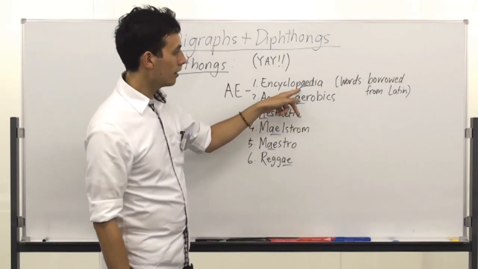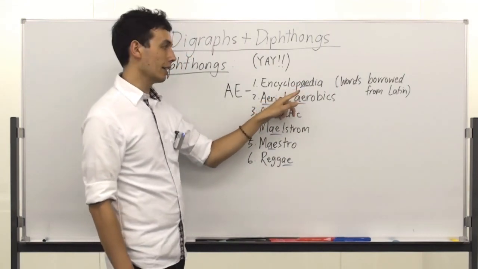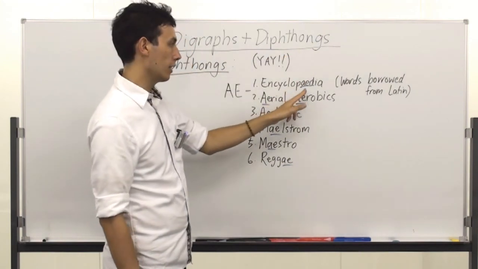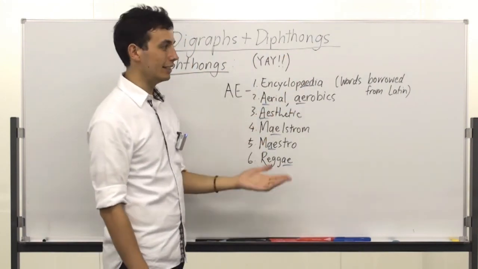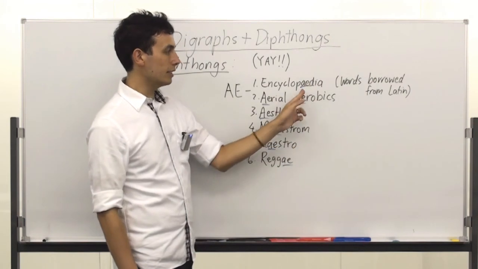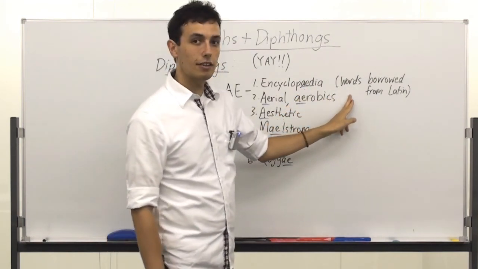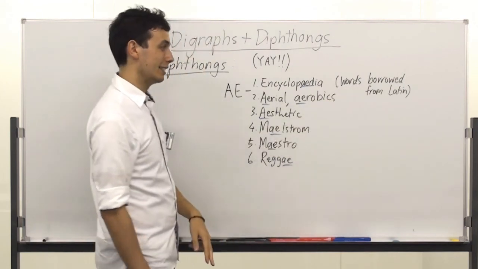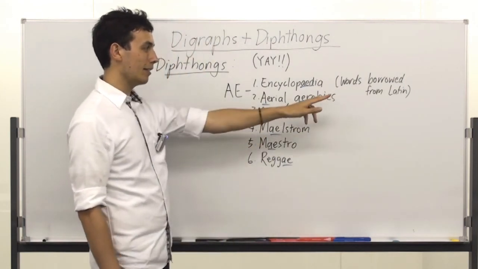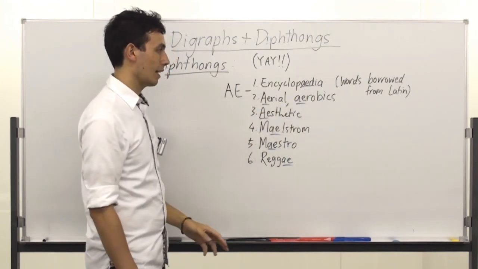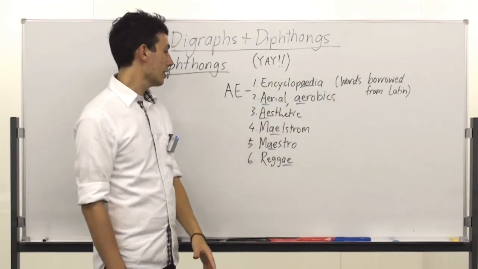Encyclopedia. Now, this is actually the British spelling. In the American spelling, there is no A. It's just encyclopedia. Much easier to understand, I guess. The reason it's spelt like this in English is it's borrowed from Latin. So words borrowed from Latin often have the AE like this. And Americans did away with that.